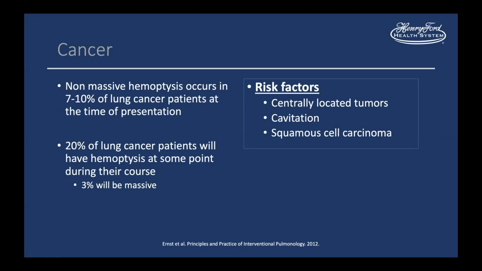Risk factors in patients who have lung cancer that are more likely to have hemoptysis include centrally located tumors, tumors that cavitate, and then squamous cell carcinoma, which are usually cavitating and more centrally located compared to adenocarcinoma. Of course, metastatic cancers to the lung can also cause hemoptysis, with renal cell carcinoma being one that particularly bleeds more often than others.